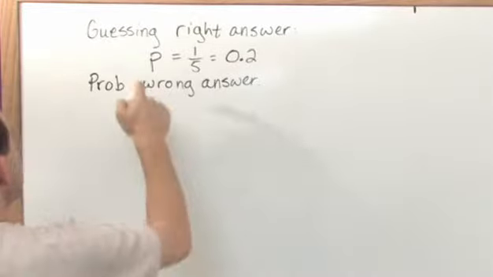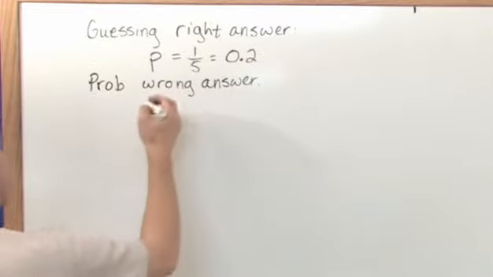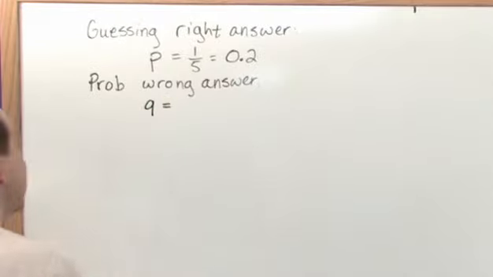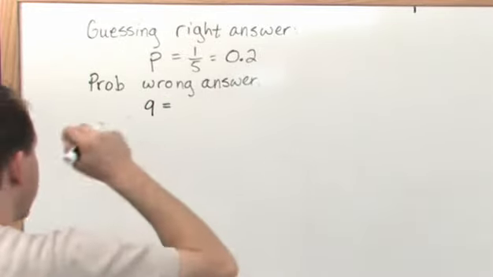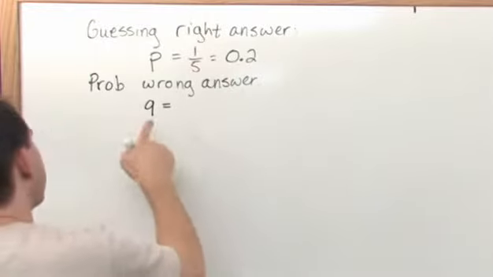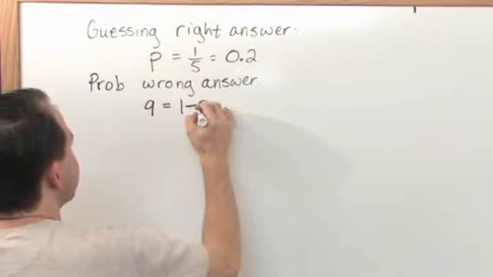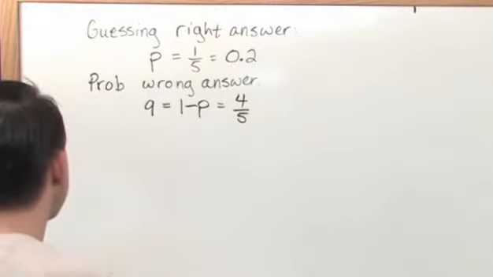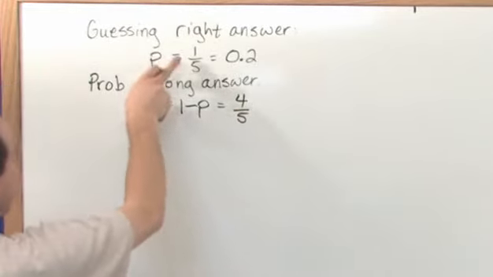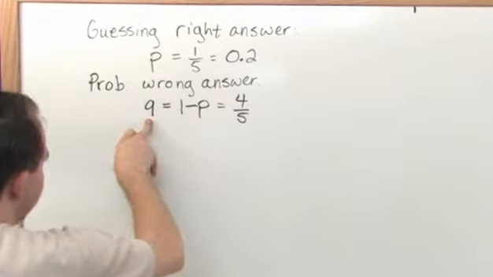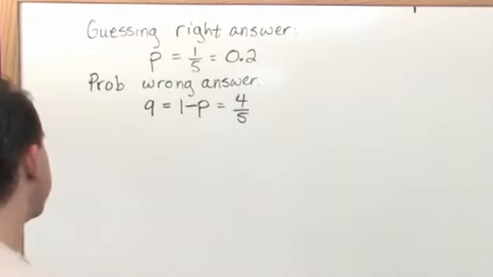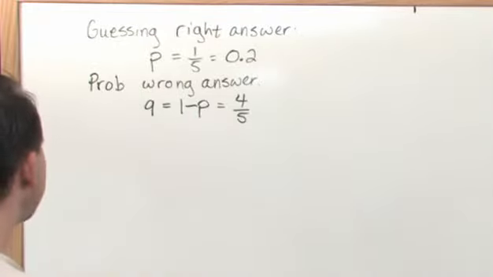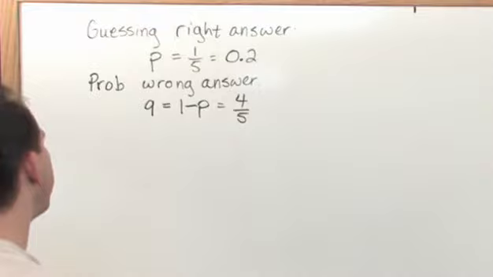So instead of using P, I've already used that, so I'm going to call it Q. And we already said that the probability of getting the wrong answer is 4/5, but we also know that Q is equal to 1 minus P, which is 4/5. In other words, if the probability of the right answer is 1/5, then the probability of the wrong answer is just 1 minus the probability of the right answer. And we've been doing this 1 minus business ever since the beginning of probability, so that should not look foreign to you. If it is, go back and review that now.